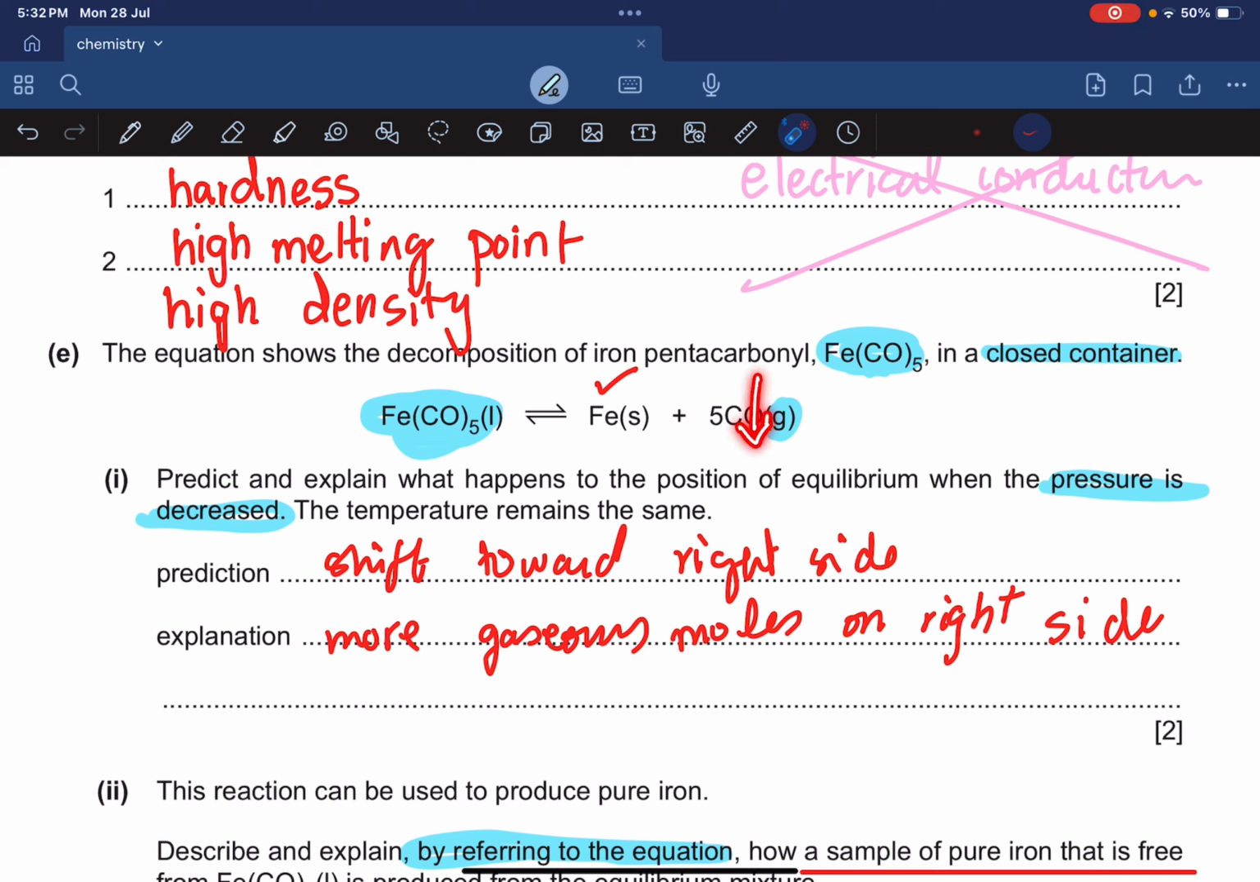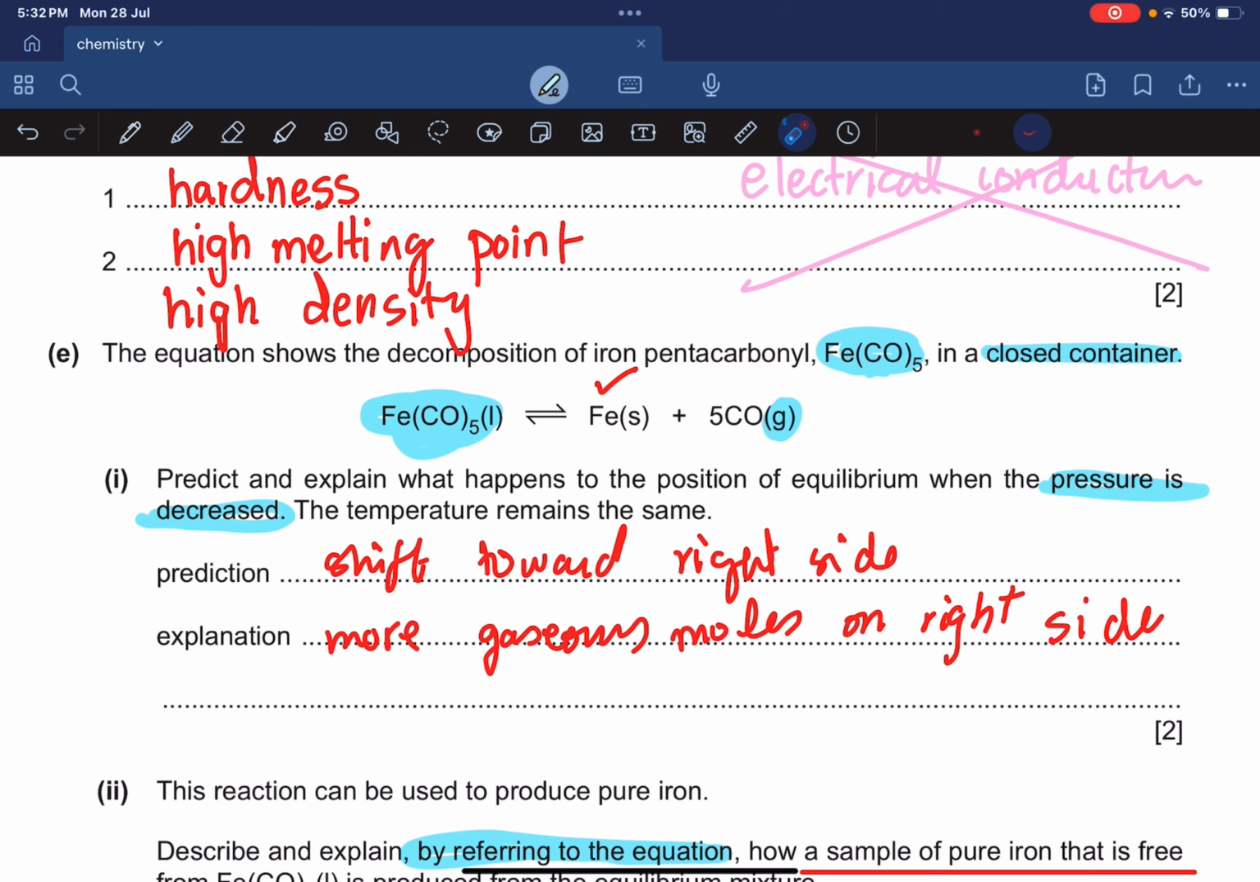And now what will equilibrium try to do? Equilibrium will try to produce more of it. So equilibrium will continuously be shifting towards the right, because as more carbon monoxide is being lost, equilibrium, trying to recover it, will try to produce more of it. And when it tries to produce more carbon monoxide, it's going to produce more iron as well. Why? Because it's going to shift towards the right, and two products are going to be formed, iron and carbon monoxide. I hope you get this question.